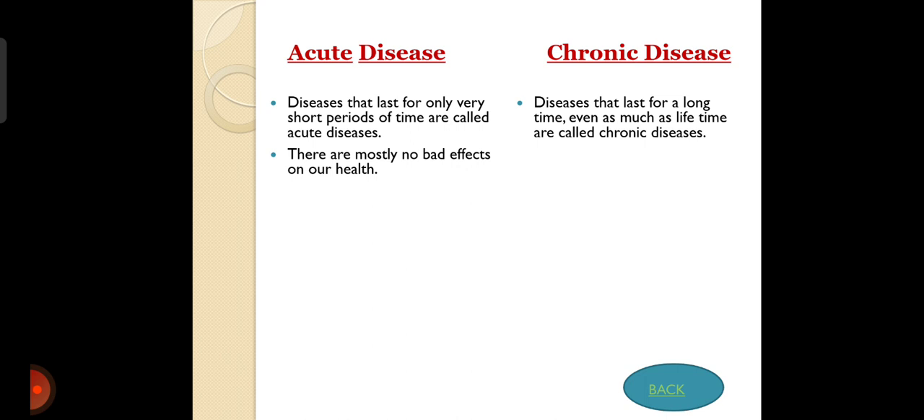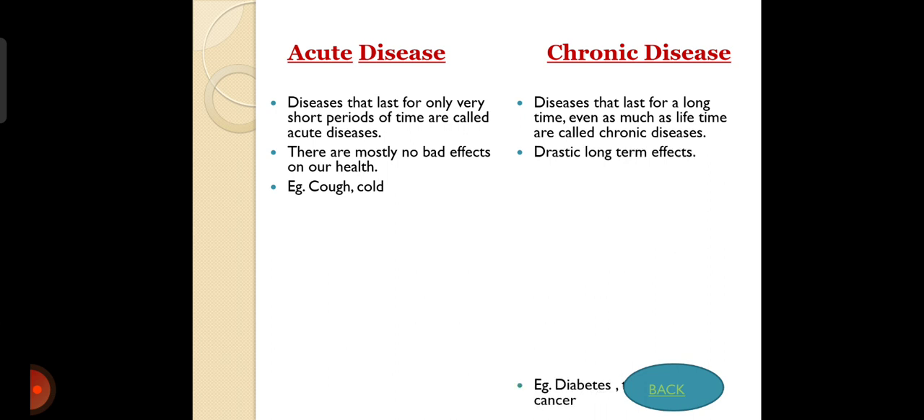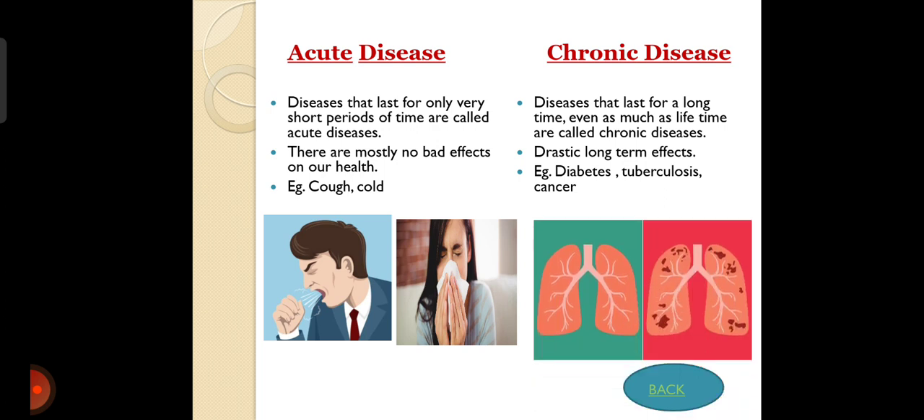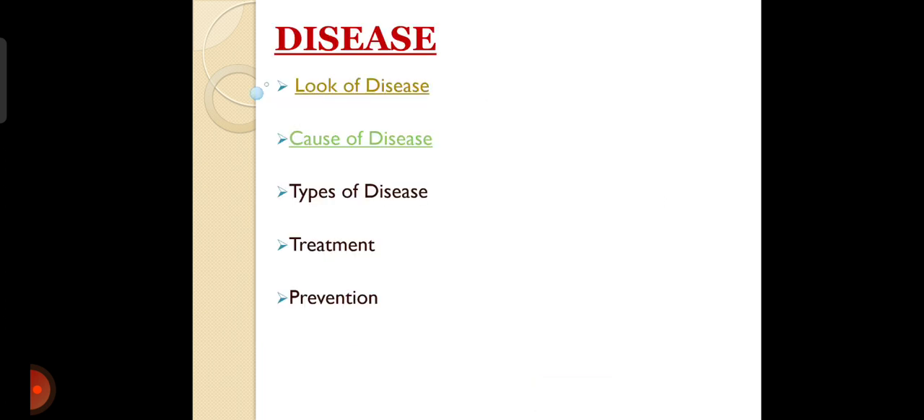Acute diseases mostly do not have bad effects on our health. For example, cough and cold don't have any bad effect on our health, whereas chronic diseases are drastic and last for a long period of time, so they have long term effects. For example, diabetes, tuberculosis, cancer. These are the images which represent the examples of acute disease and chronic disease.